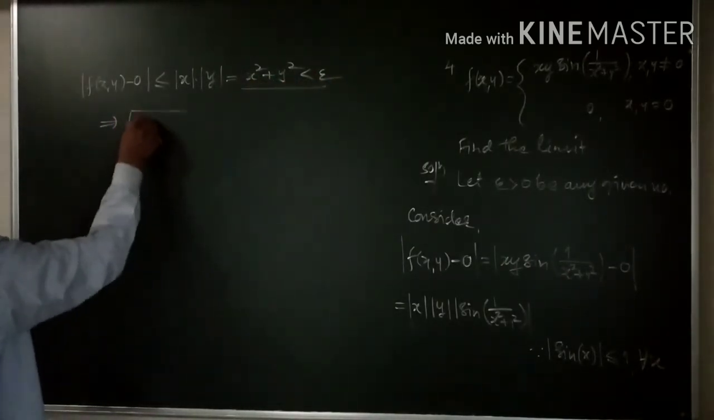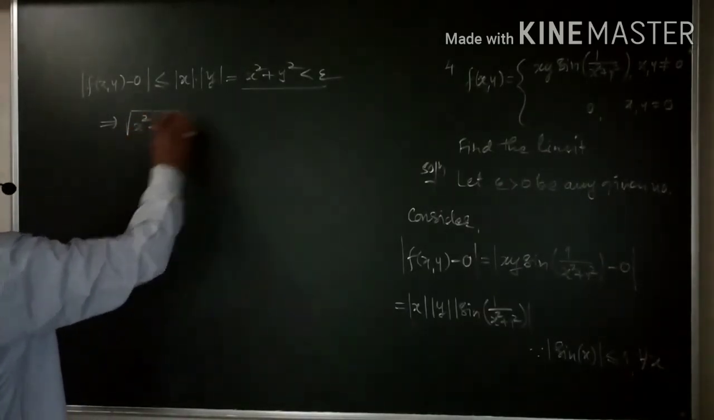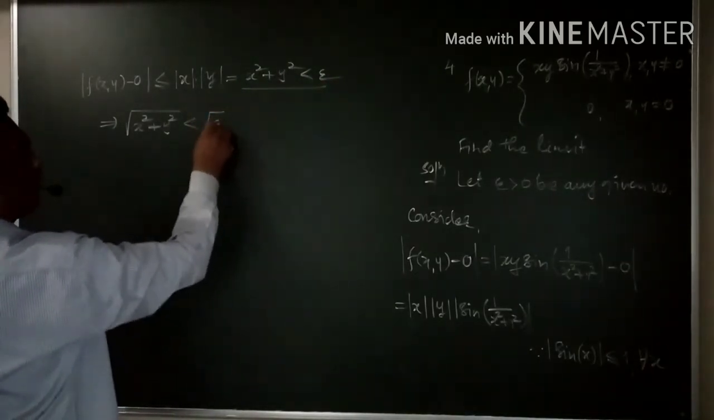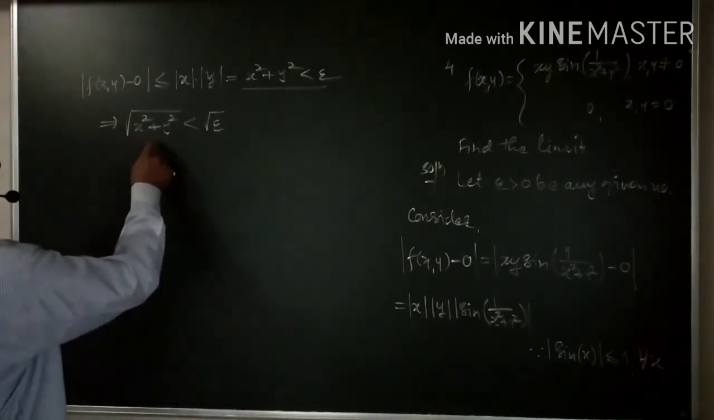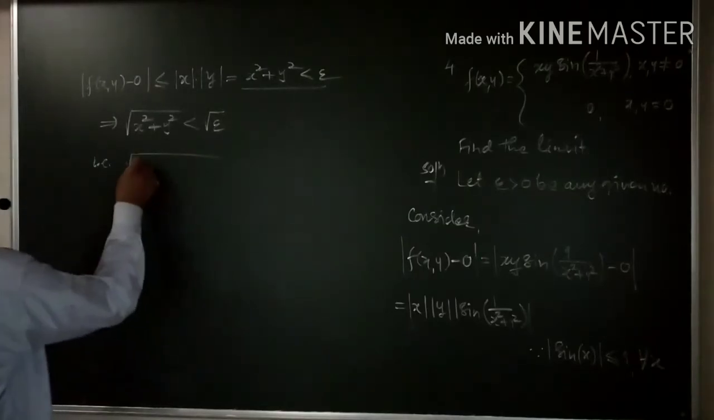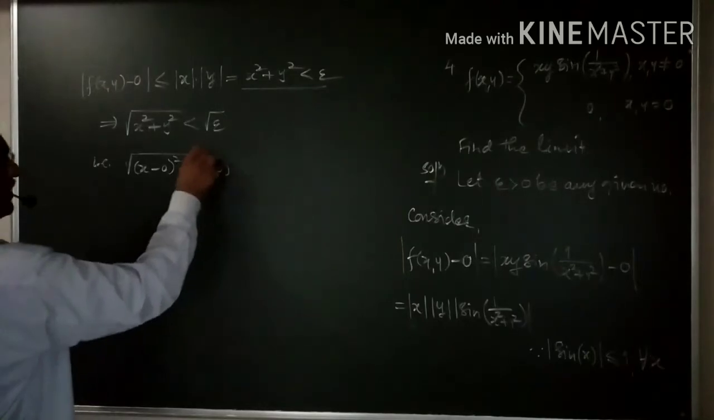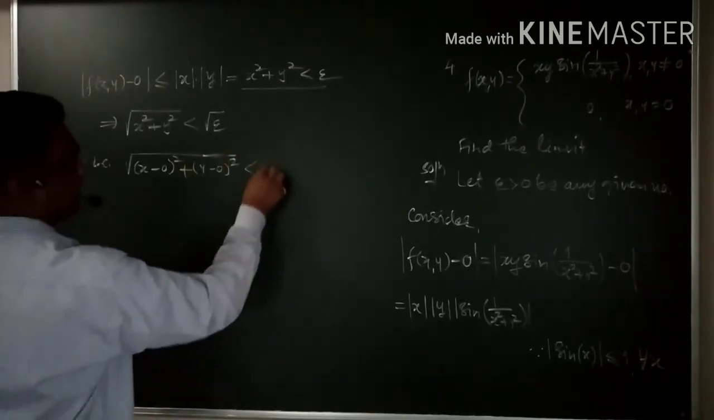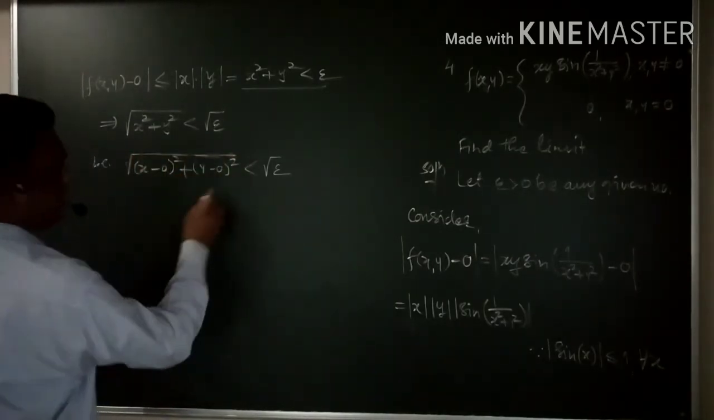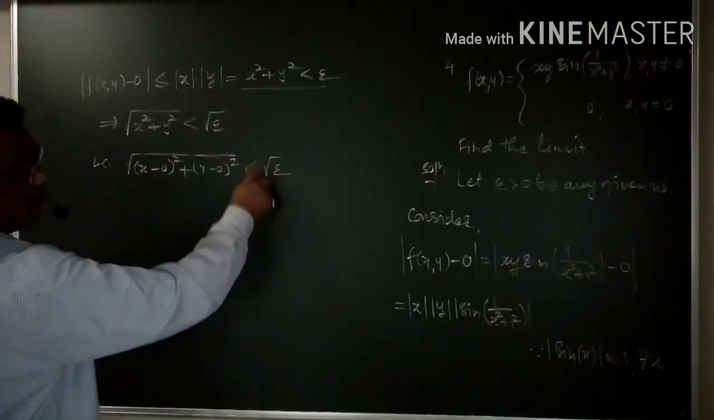Therefore, what happened? Here we have considered the root, so take a root of this one: root x square plus y square is less than root epsilon. Now we can write this as root of x minus 0 square plus y minus 0 square, which is less than root epsilon. This quantity is less than root epsilon.